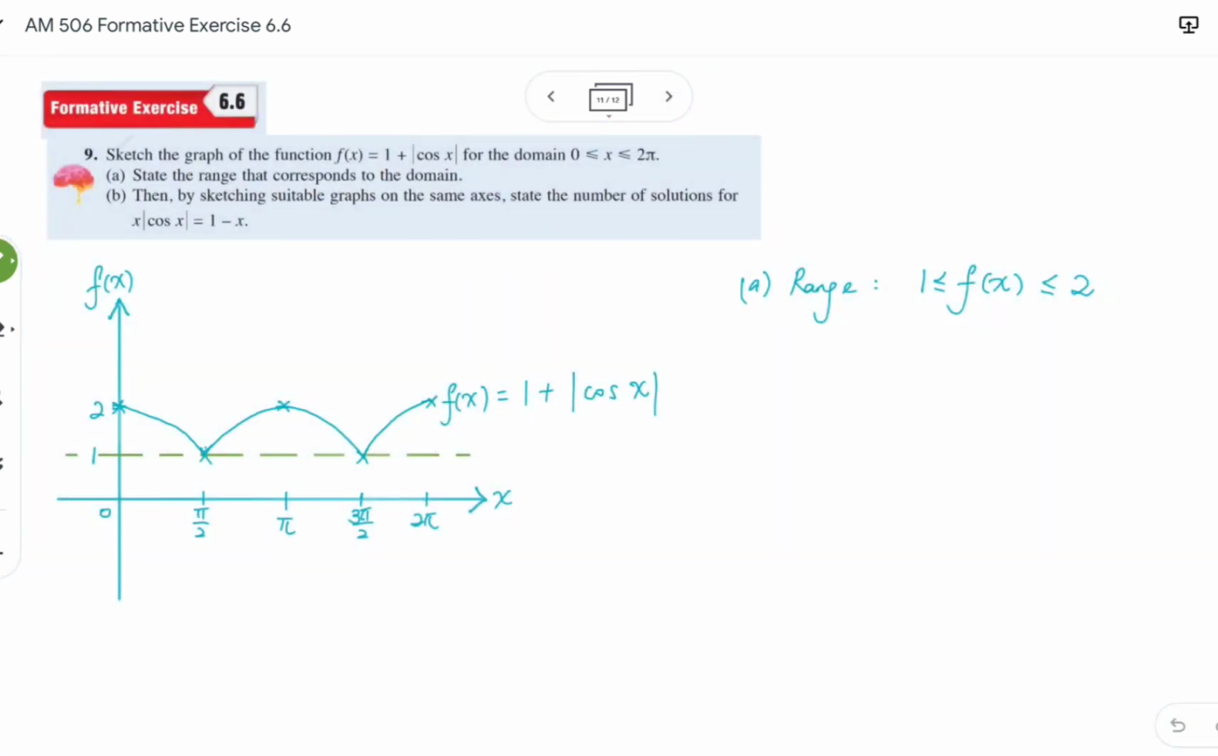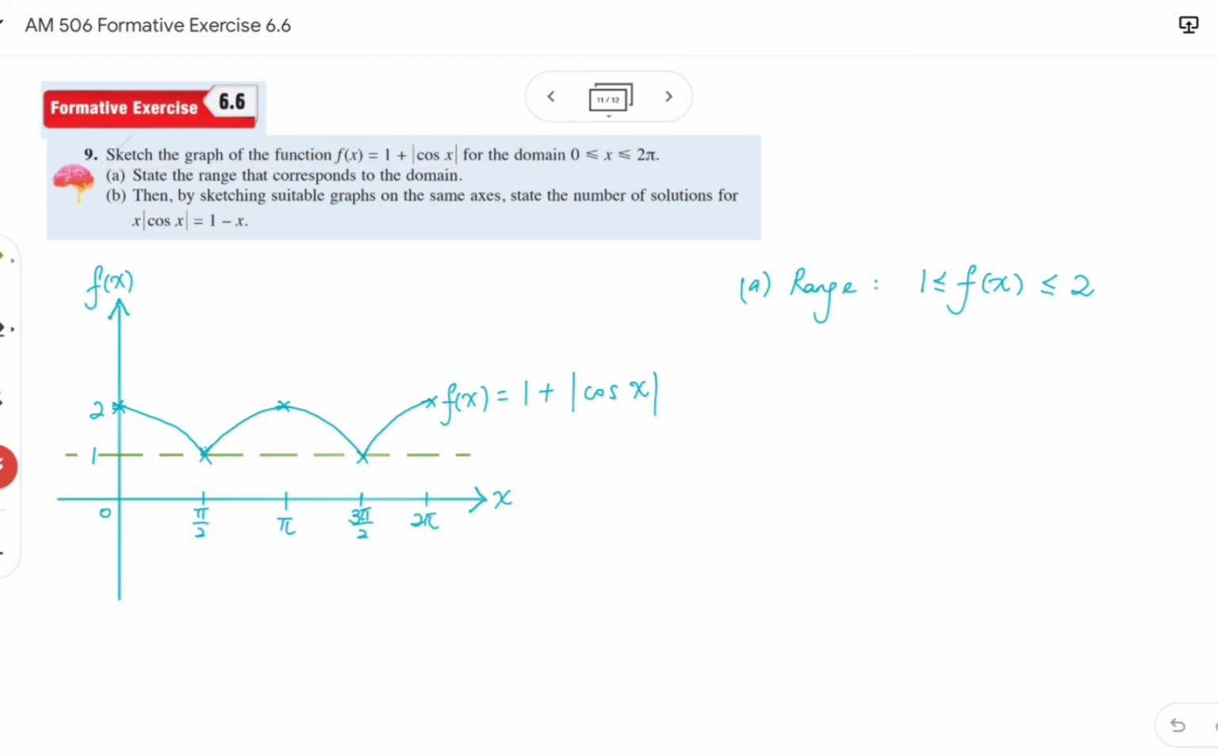Number 9. Sketch the graph of function f(x) equals 1 plus modulus cosine x for the domain of x from 0 to 2 pi. A. State the range that corresponds to the domain. And then B. Then, by sketching a suitable graph on the same axis, state the number of solutions for x times modulus cosine x equals 1 minus x. So we need to sketch the graph for this function.